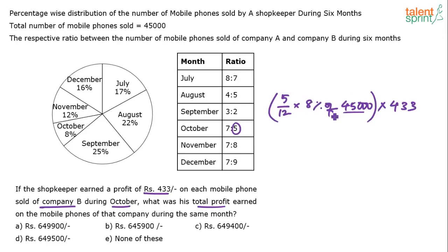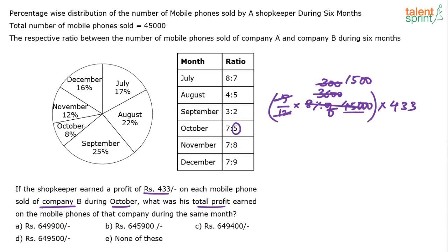8% is not 8%. 8% is 10% minus 2%. So 4,500 minus 900, 3,600. That divided by 12 is 300. Yes or no? 36 by 12 is 300. 3 into 5 is 1500. So basically the answer is 1500 multiplied by 433.